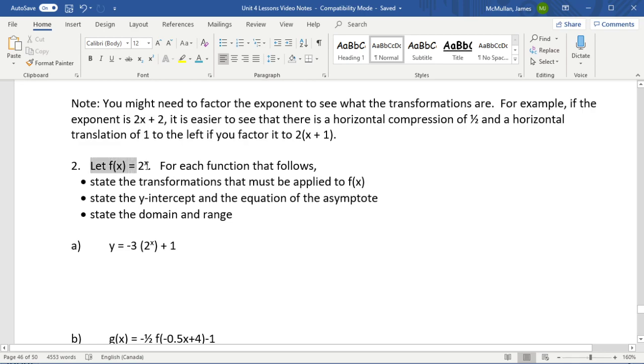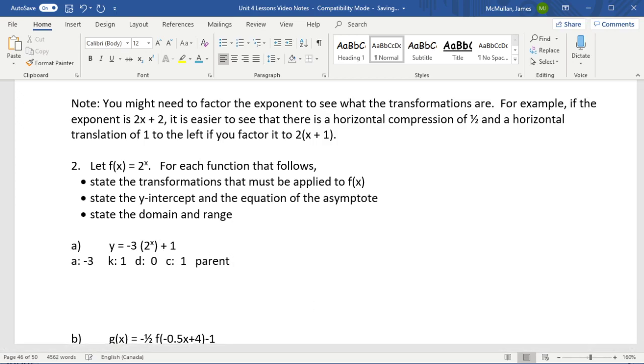Okay, let the parent function be 2 to the x. For each function that follows, state the transformations, state the y-intercept, state the domain and range. All right, so state the transformations. Let's write down the parameters first. A is -3, k is 1, d is 0, c is 1. The parent is 2 to the x. I mean, I already said that, but let's just refresh it anyway.